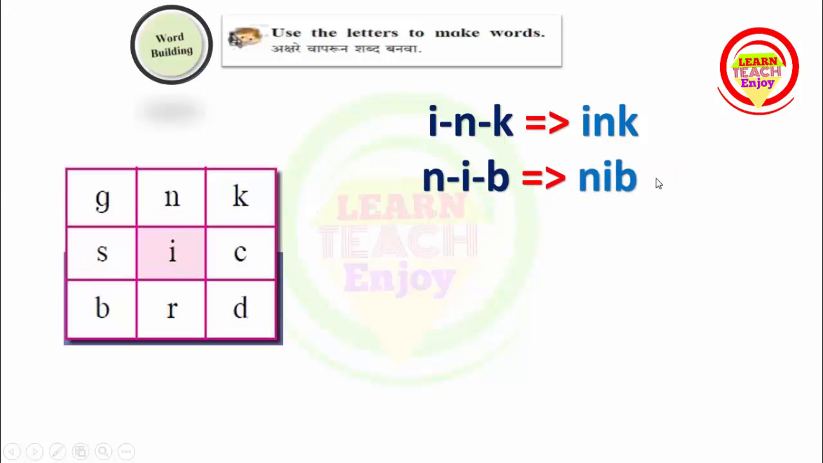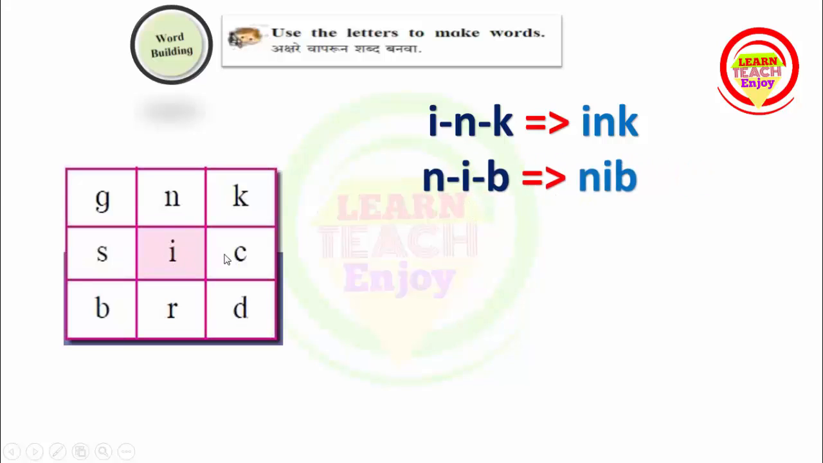Let's see another chart. The third chart is here. We see in center I. I is vowel and all others consonant. Let's try to build words. If we try the word I-N-K, ink. Ink means shai. So we can write here ink. Then next, N-I-B, nib. Nib means nib of pen. So we can write here N-I-B, nib.